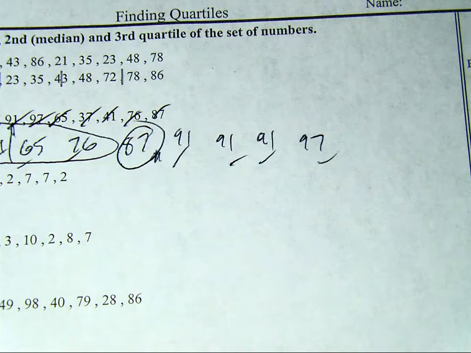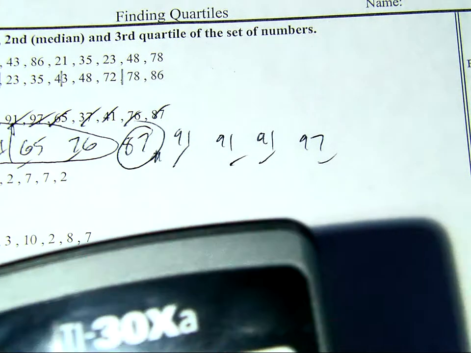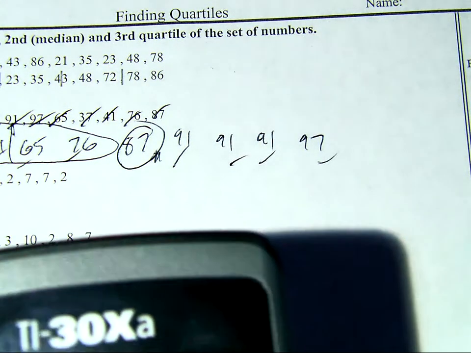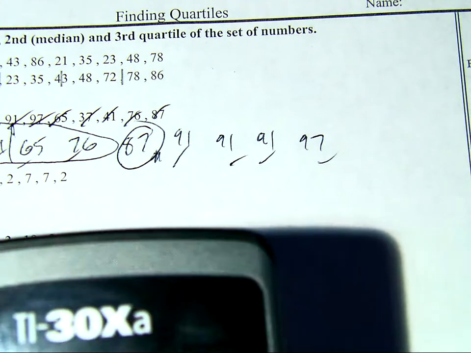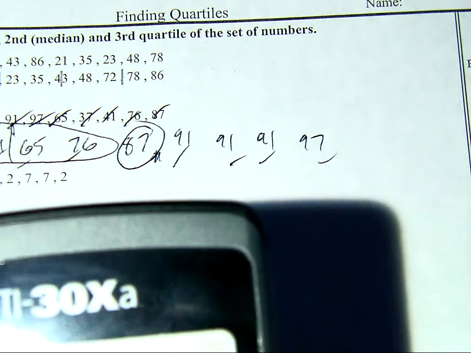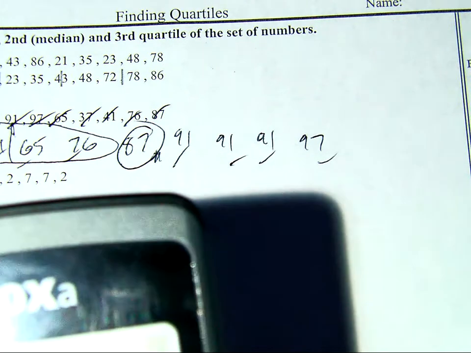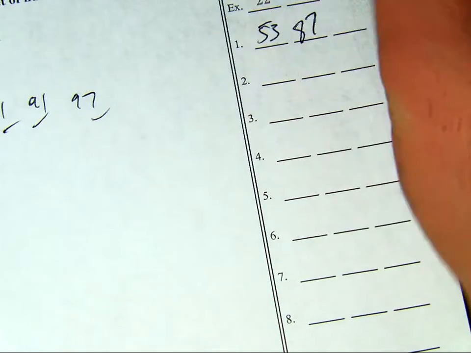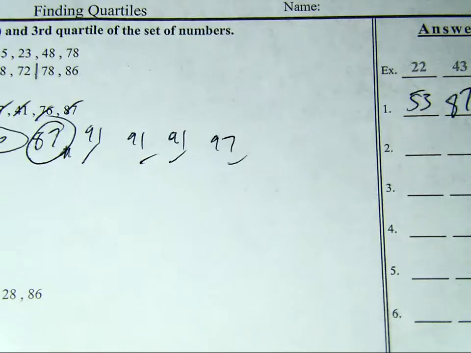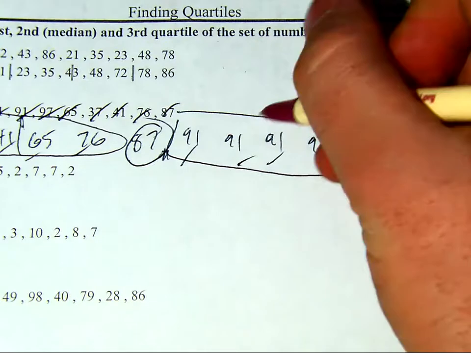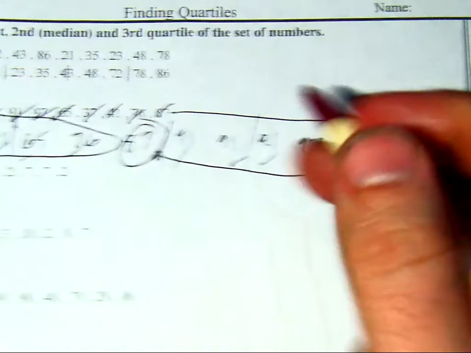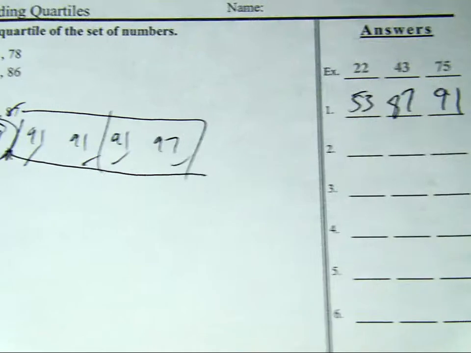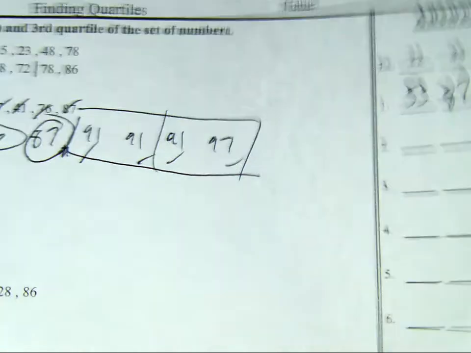To find my first quartile, I have to find the median of these. To find what's halfway between 41 and 65, I take 41, add 65, then divide by 2. I'll get 53. So my first quartile is 53. My third quartile is the median of the upper half, and halfway between 91 and 91 is, of course, 91. That's how I find a quartile.